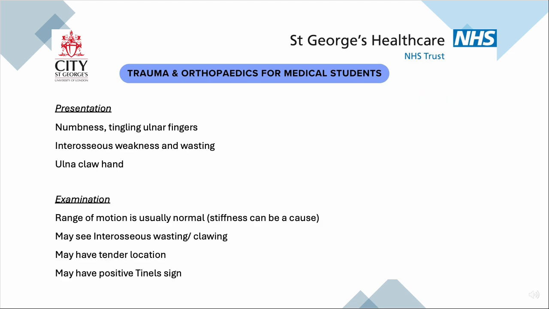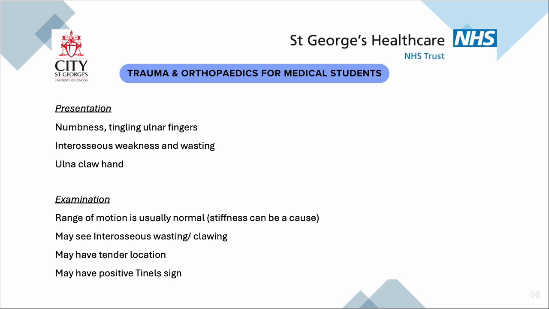The presentation is of symptoms related to compression of the nerve, which classically is numbness and tingling of the ulnar fingers of the hand, and if it gets more severe, interosseous weakness, wasting, and ultimately an ulnar claw hand if it's very bad. If the nerve is unstable, the patient may also complain of a painful clicking as they bend the elbow.